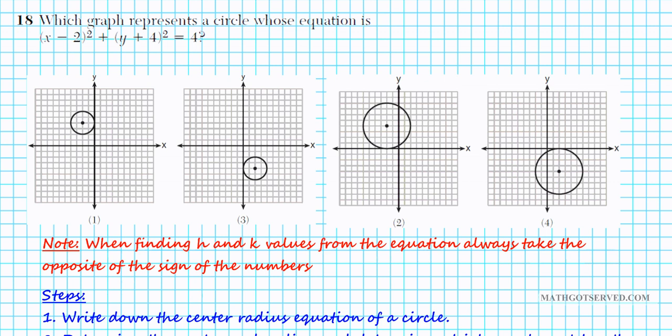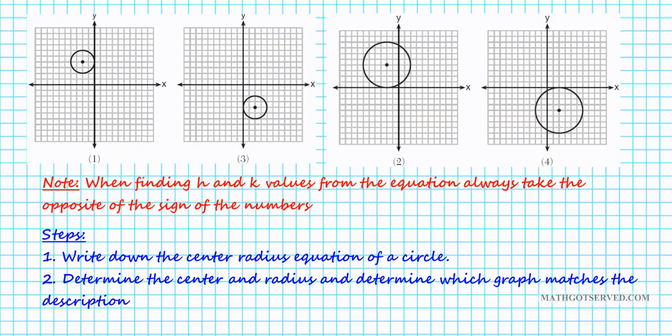All right, let's take a look at problem number 18. It says, which graph represents a circle whose equation is (x minus 2) squared plus (y plus 4) squared equals 4? One thing you want to note when solving problems involving circles is that when you are trying to extract h and k from the equation of a circle in center-radius form, you always invert the sign of the number for the h and the k. Keep that in mind.